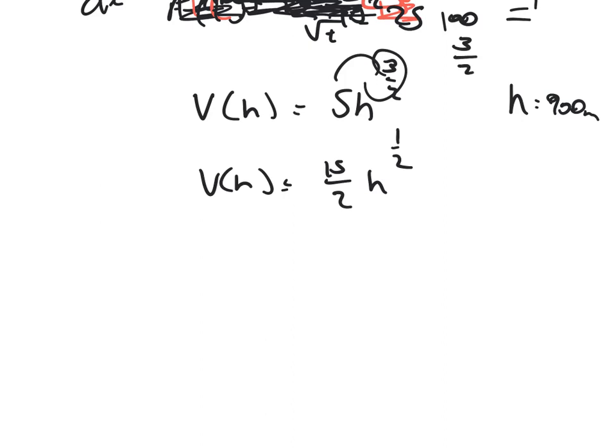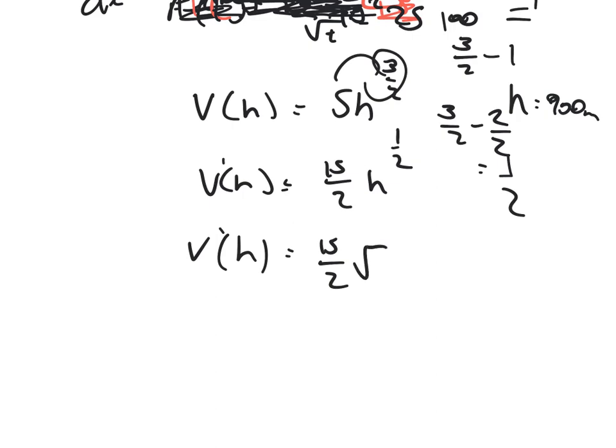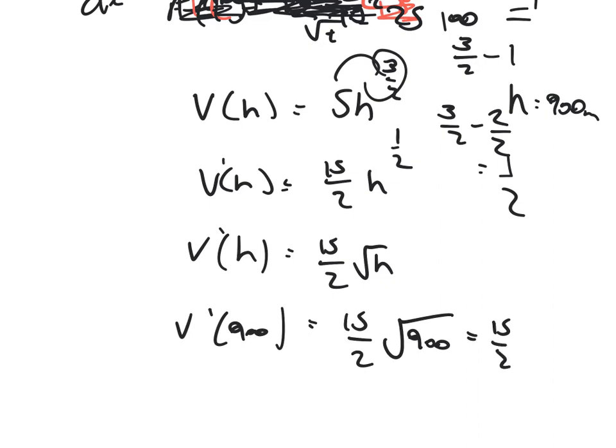1/2. And why is that again? Because it's 3 over 2 take away 1, 3 over 2 take away 2 over 2, which is 1 over 2. Okay, so that's 15 over 2 lots of the square root of h. We're then subbing in 900, so that's 15 over 2 lots of the square root of 900, which is 15 over 2 times 30. That's then 450 over 2, which is 225.